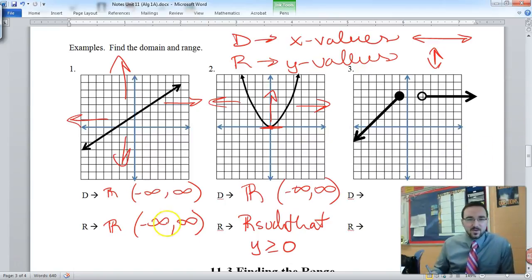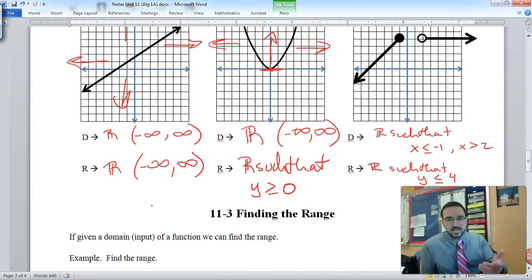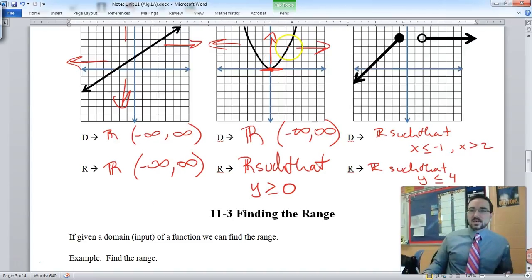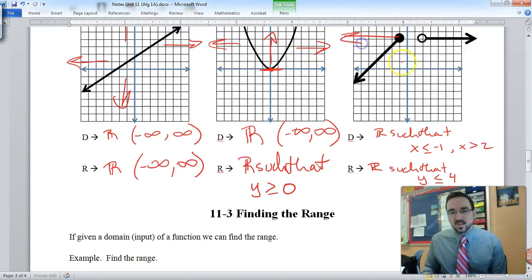Okay, so let me give you the answer to this problem. Let's check out these solutions here. We have the domain, which is all real numbers such that x is less than -1 and x is greater than 2. So we have this one going off to the left forever. We have this point going off to the right forever.